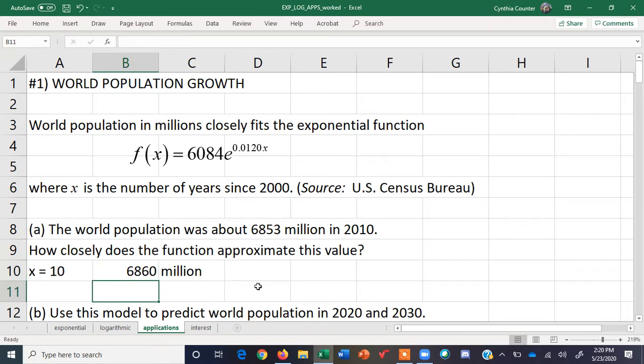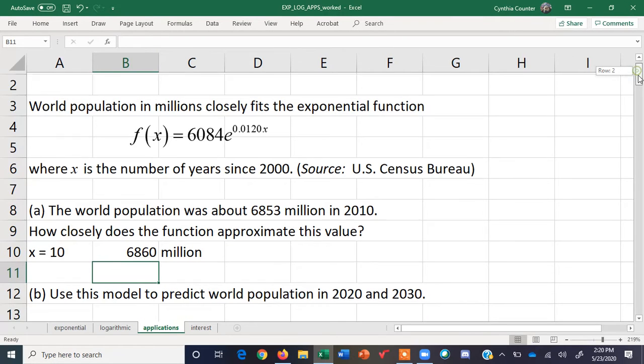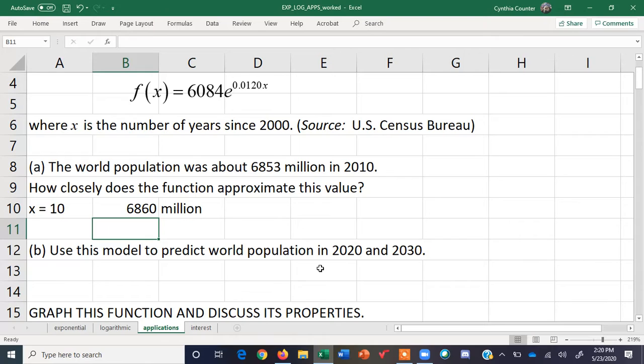Now let's use this model to predict world population in 2020 and 2030. Well, in 2020, that's 20 years after 2000, so x equals 20. And in 2030, that's 30 years after 2000, so x equals 30. So I'm simply going to compute this function again, but with x equals 20.